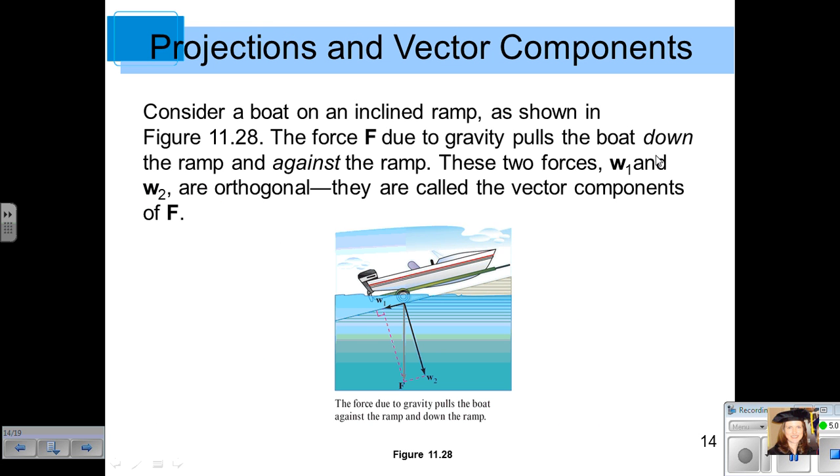Let's look at this example. Consider there's a boat on an inclined ramp, as shown in this figure. The force due to gravity, which is the green vector pointing straight down, actually pulls the boat down the ramp. That's our W1, as well as against the ramp. That's your W2. W1 and W2 are orthogonal, and they are called the vector components of F.